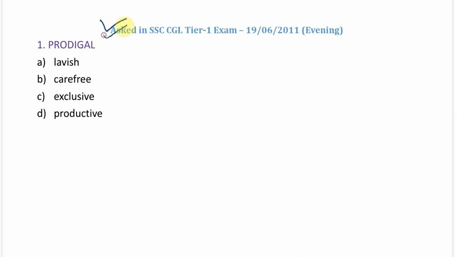So let's start with the next set of 5 words which have been asked in SSC CGL Tier 1 exam held on the evening of 19th June 2011. So the first word is prodigal, and the options are lavish, carefree, exclusive and productive.